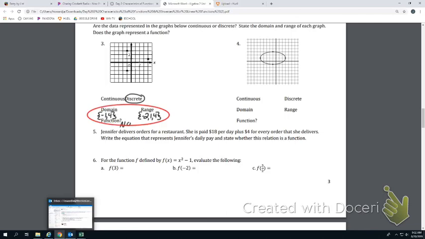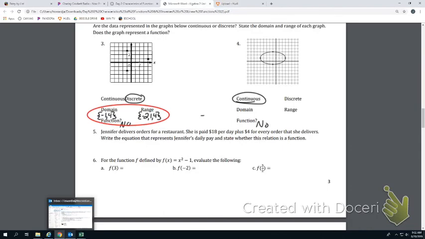Going to number 4, is that one continuous or discrete? Continuous. Jeremiah, would that be a function or not? Why not? Because vertical line test. Okay. Can somebody tell me what the domain would be? -5 to what? To 3.